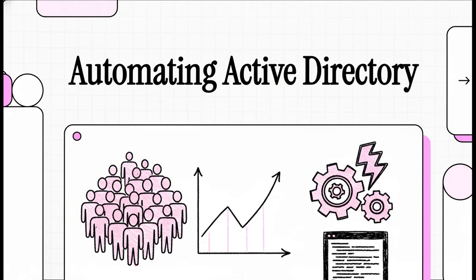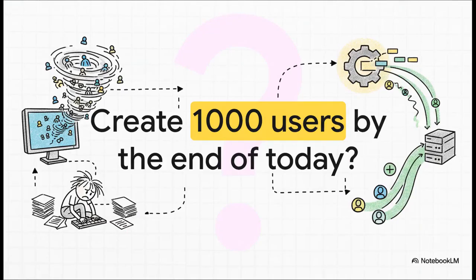Let's talk about a scenario that, if you're a sysadmin, you've either faced or you've had nightmares about. It's one of those classic, high-pressure tasks with a deadline that feels just impossible. So just imagine for a second, the email lands in your inbox. 1,000 new users, and they all need accounts in Active Directory by the end of the day. Now, doing that manually, that's not just a nightmare, it's an express train to carpal tunnel and a whole lot of mistakes. So how on earth do you pull this off?